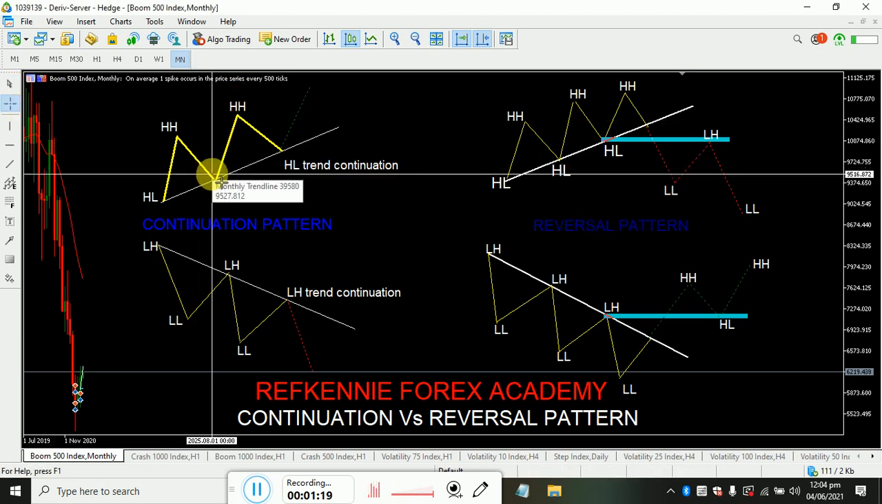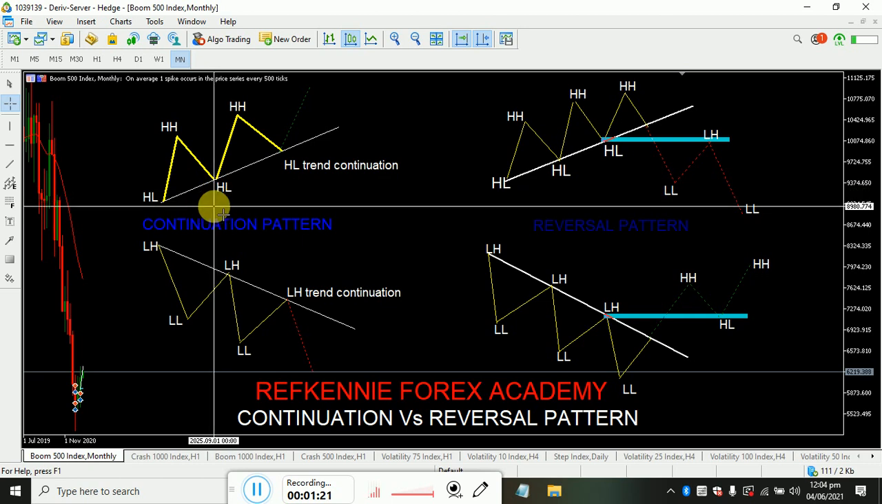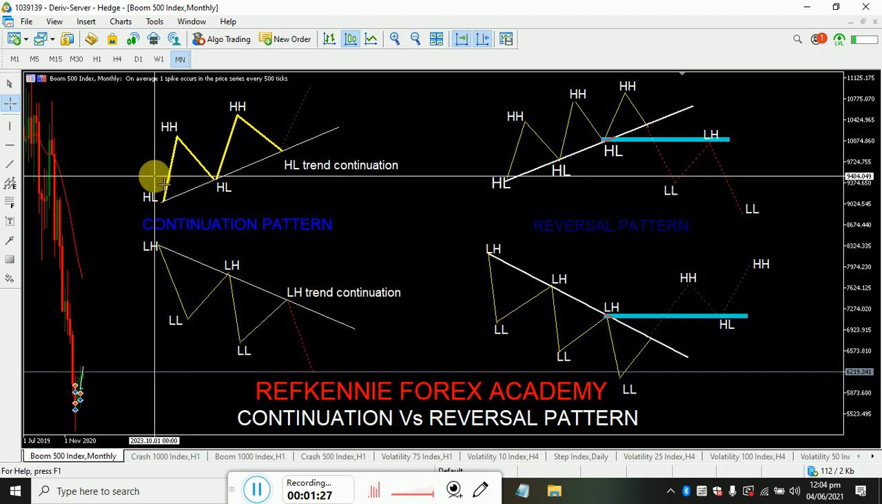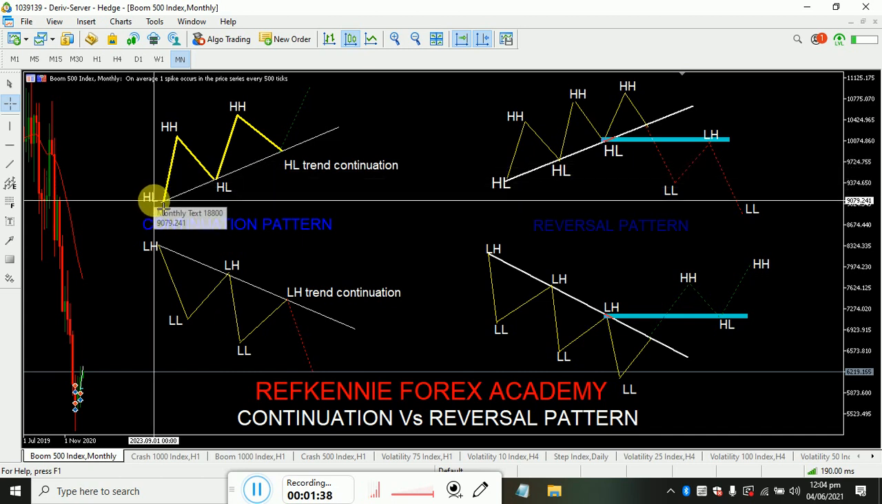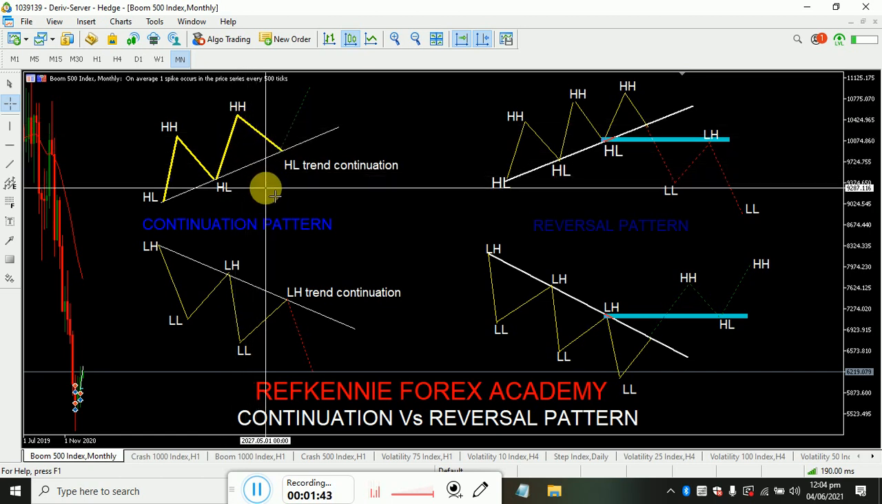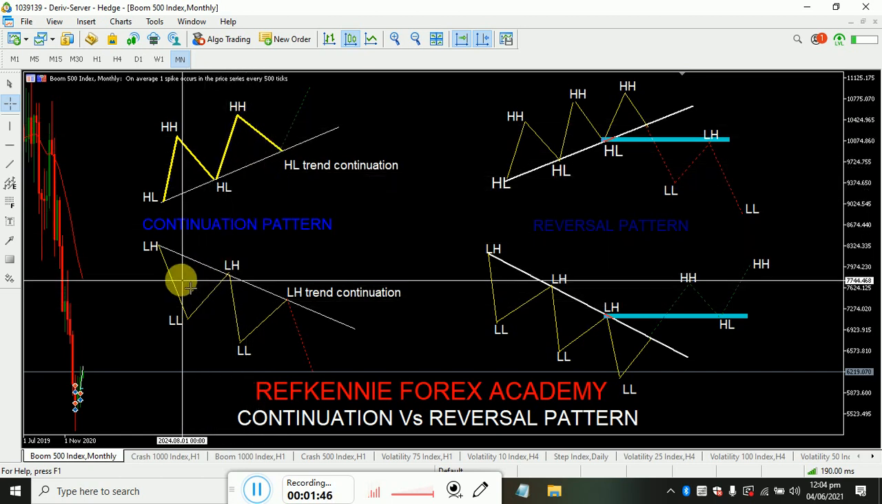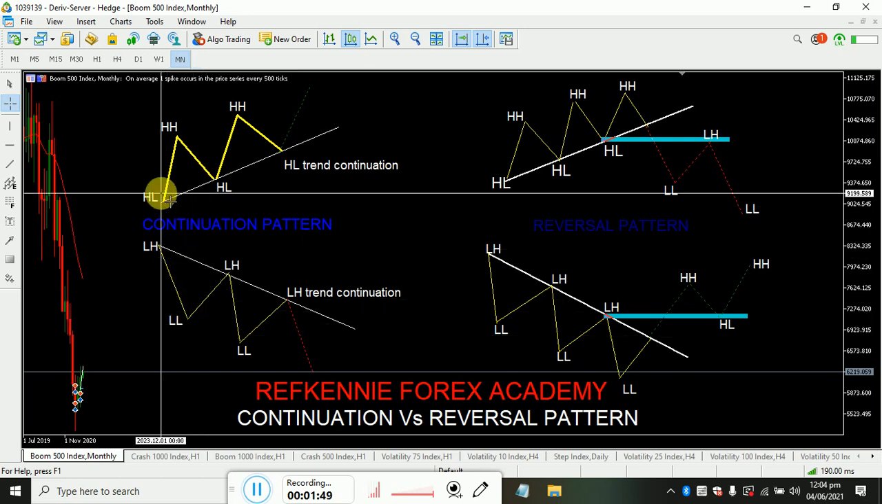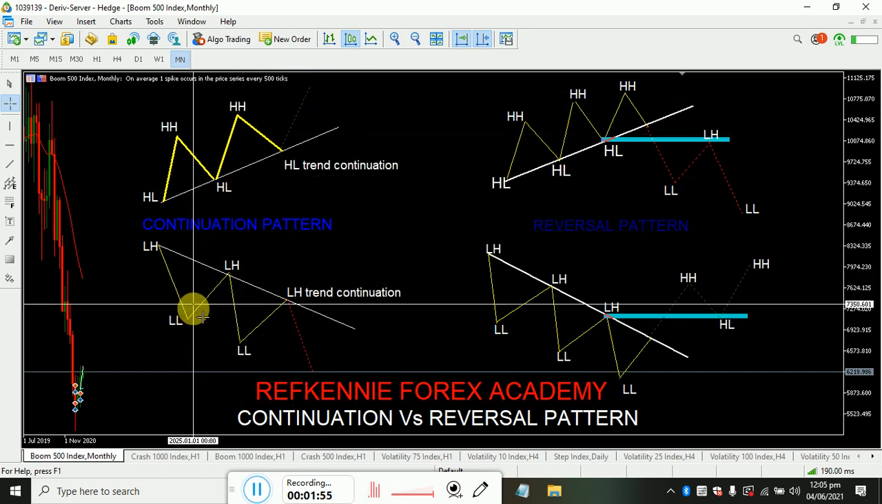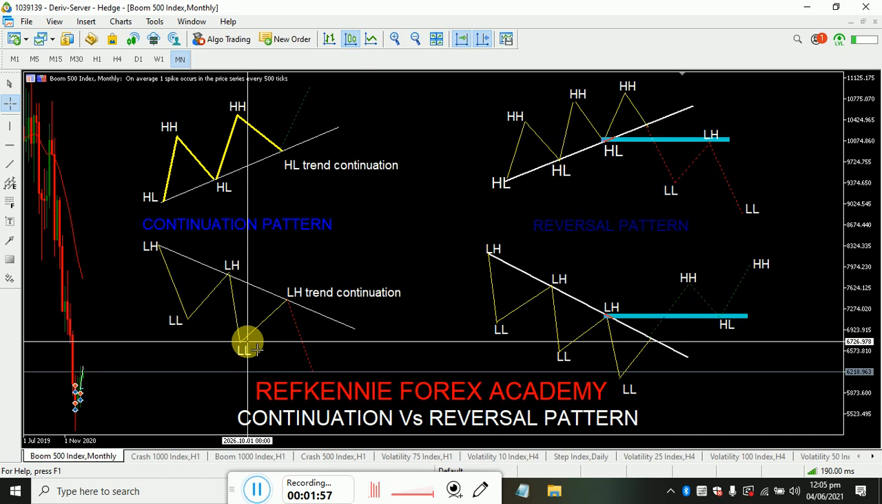And I have told you before, continuation pattern simply means an uptrend and a downtrend. I told you in my previous video, if you have watched, that when you are in a market uptrend, the market will be making higher lows and higher highs. And when you are in a downtrend, your market will be making lower highs and lower lows. The lower lows are getting lower. That's when you are in a downtrend.